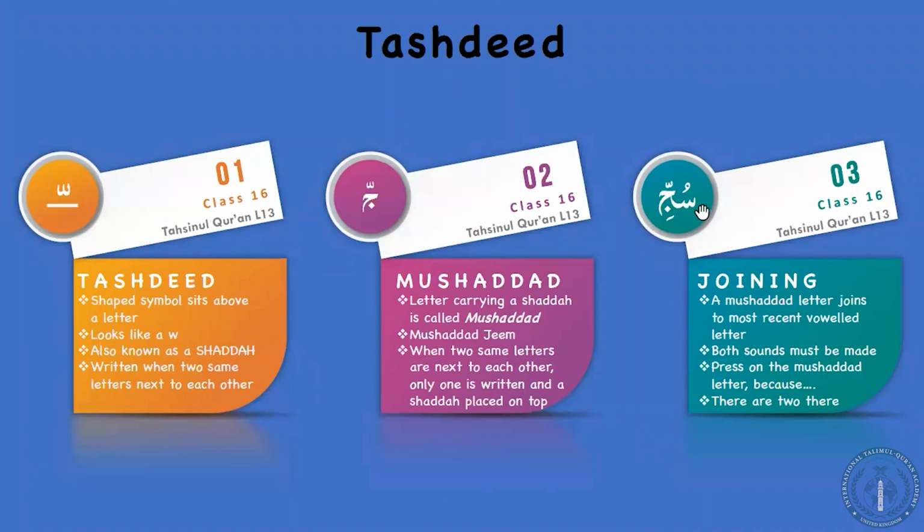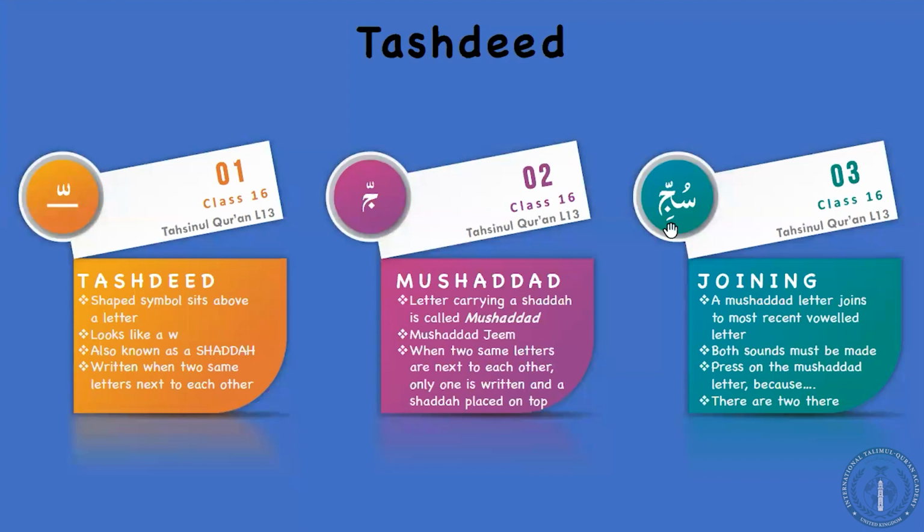So a fatha, kasra, or dhamma. It happens to be the sin. It carries a dhamma. That's why this is the mutaharrik letter. So that means I'm going to join this sin and the jim together. Both sounds need to be produced. So I must make the sin sound and the jim sound. But when I join the sin sound with the jim, I need to press on the jim.